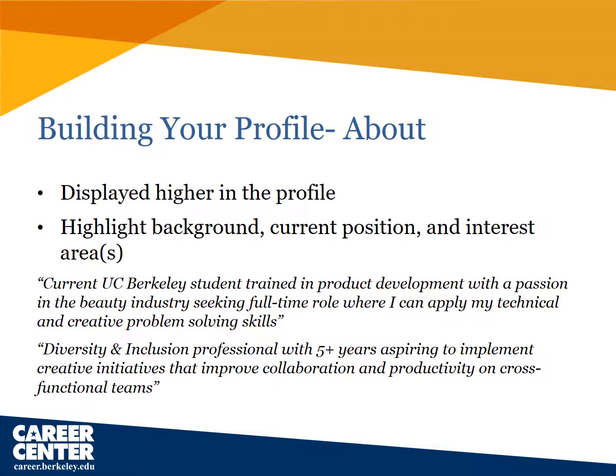The next section of your profile is the About section, and it expands upon your headline. So if you take the first example of the headline with the chemical engineering background, you would expand it to something like current UC Berkeley student trained in product development with a passion in the beauty industry, seeking full-time role where I can apply my technical and creative problem-solving skills. So here you're not only addressing your background and what you're currently doing, but also where your future interest areas are.